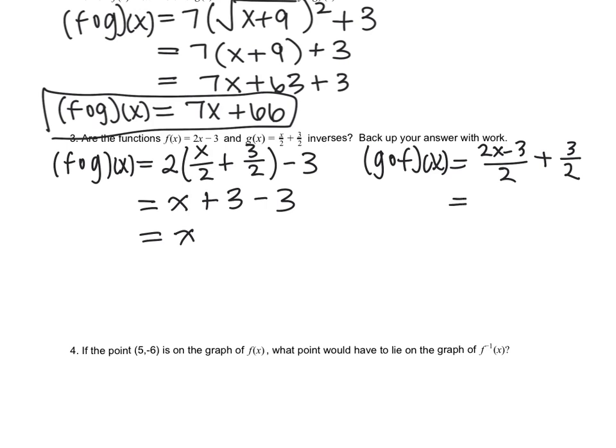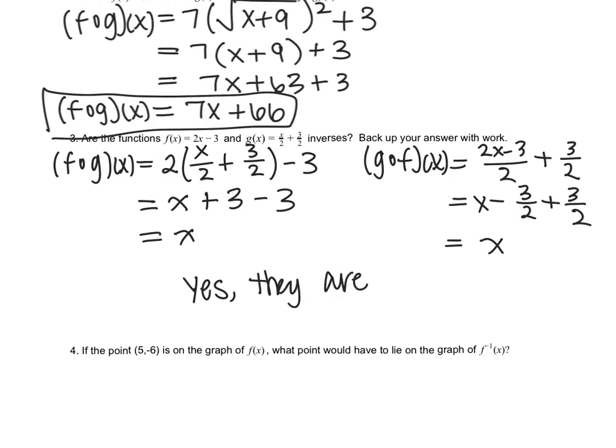I'm going to go ahead and divide my numerator, 2x minus 3, by 2. So 2x divided by 2 is just x, minus, and then 3 over 2 is still 3 halves, and then we have our plus 3 halves. Combining like terms, we're left with x. So because both compositions simplified to x, the answer is yes, they are inverses.